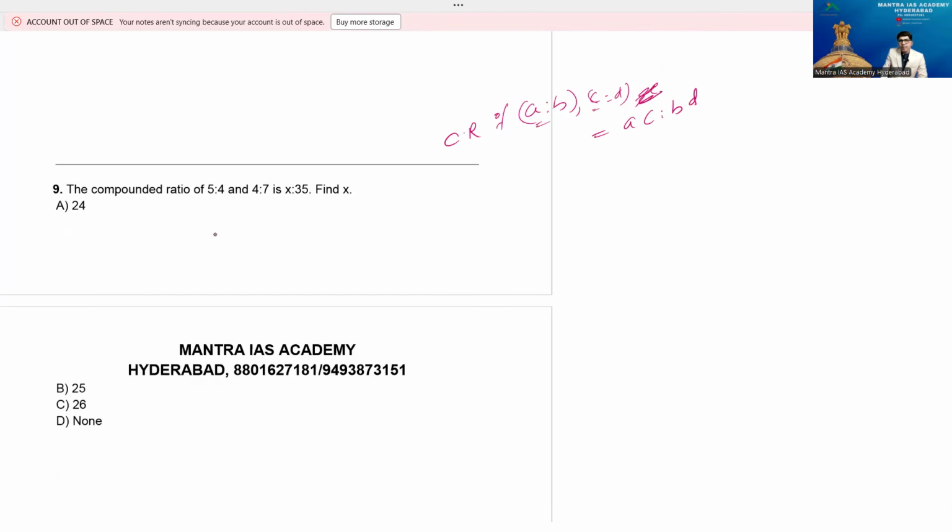Here the values are given: 5 is to 4, comma 4 is to 7. The compounded ratio is x is to 35. Now I am taking the compounded ratio. Product of antecedents, 5 into 4, and product of consequents, 4 into 7. Better don't write 20 into 28, because you know 20 is to 25. Big cancellation is over, so 5 parts and this is 7.